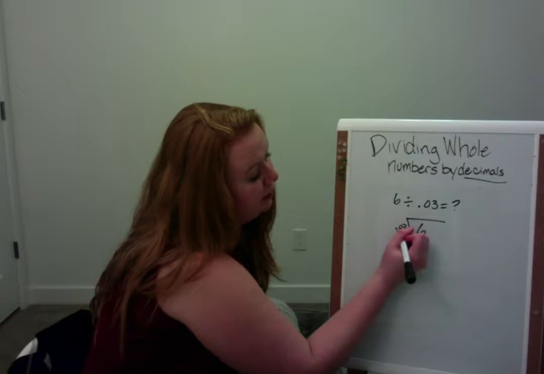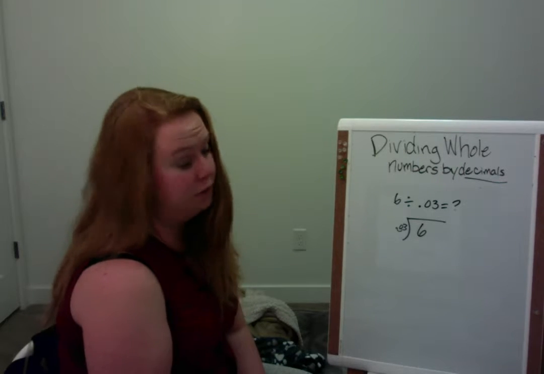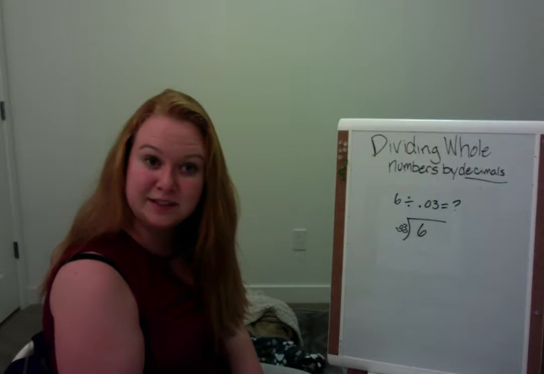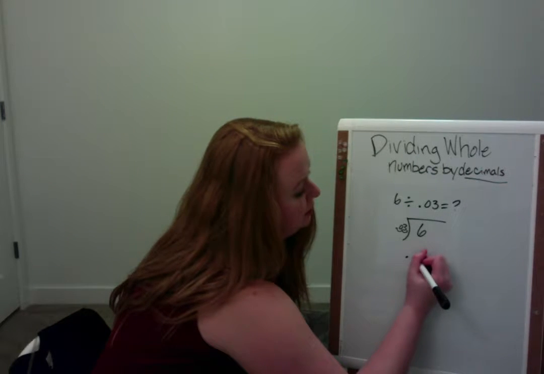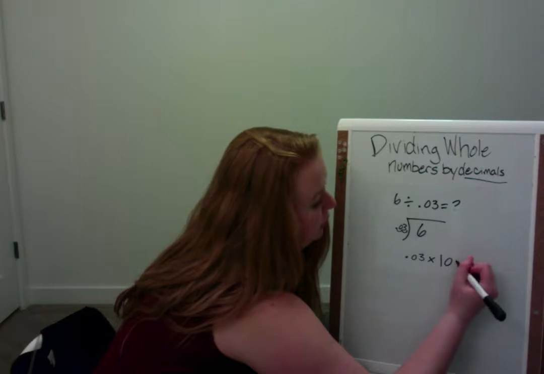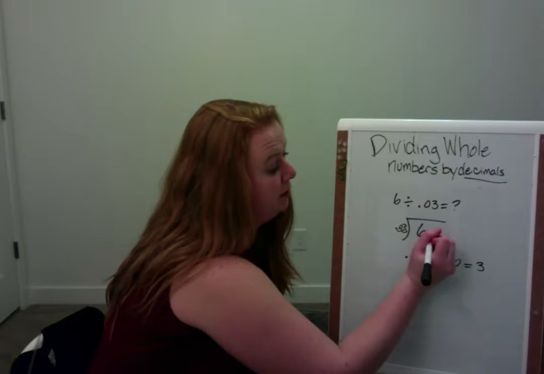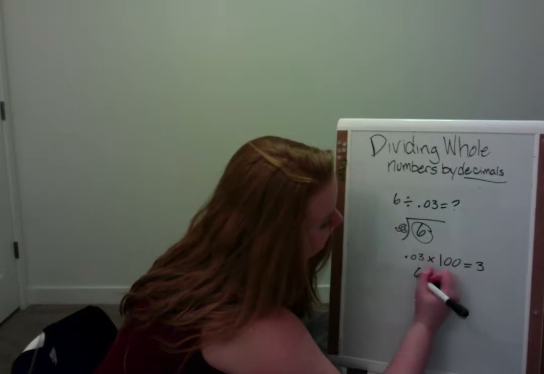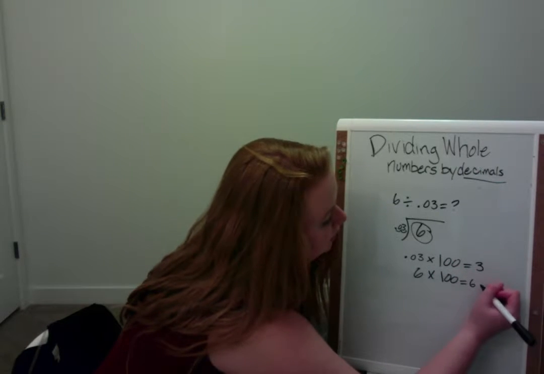So if we just times it by 10, that would give us 0.3 instead of 0.03, which is still not a whole number. But if we times it by 100, move the decimal point over 2 spaces, and that gives us 3. So take 0.03, times it by 100, and that gives us 3. Now remember, we have to do the same thing to the other side. So we do 6 times 100 equals 600.